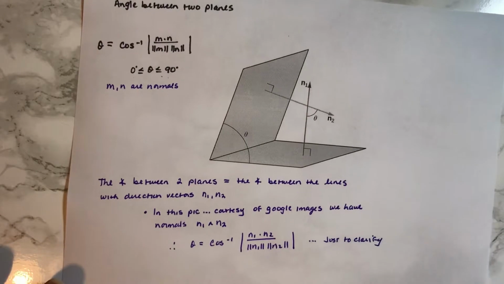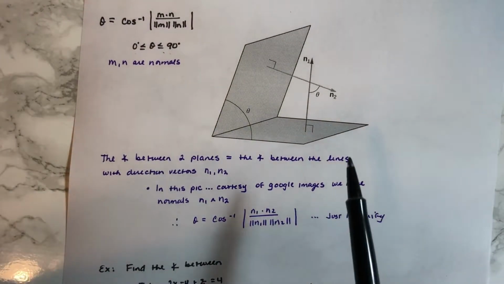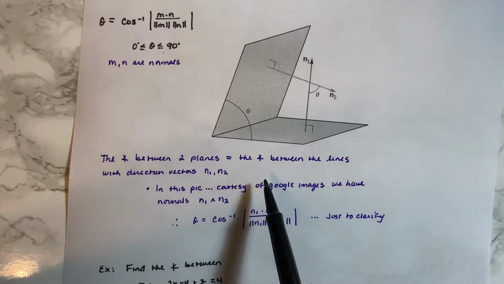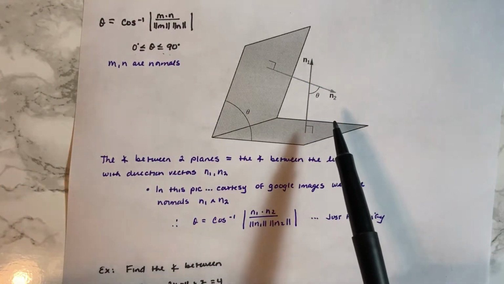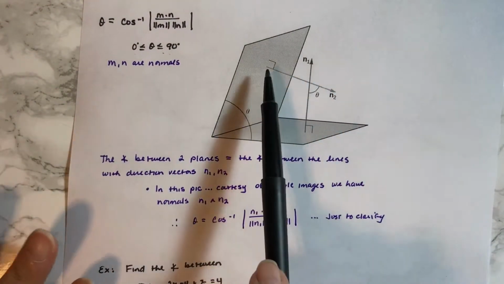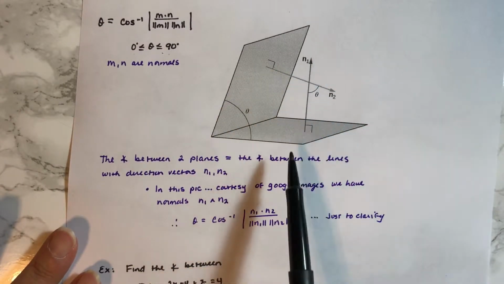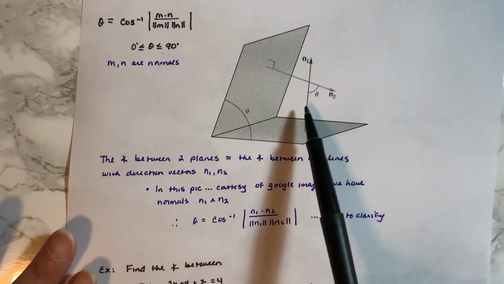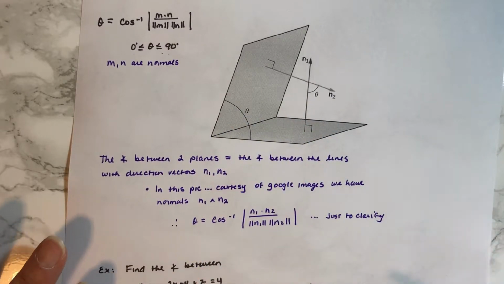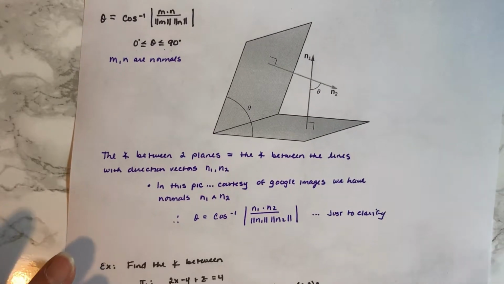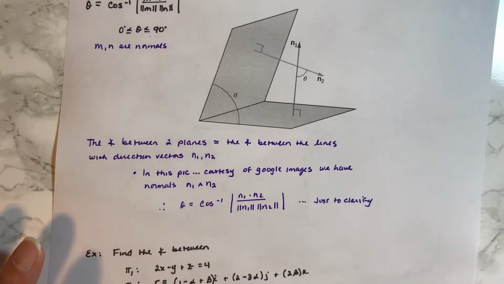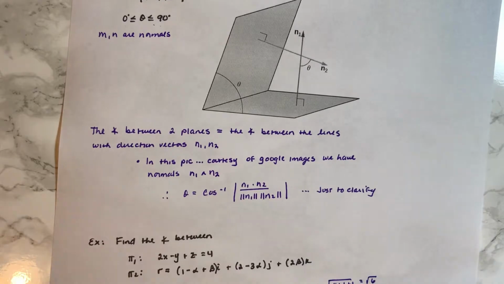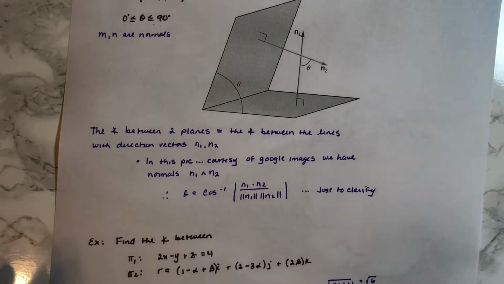So what I want you to realize is that the angle between two planes is absolutely equal to the angle between the lines with direction vectors m and n, or n1, n2. All right, so these are lines with direction vectors n1 and n2, and the angle between those two lines is equal to the angle between the two planes. You don't really have to think about it too much, but you're going to have to know how to find the angle between them. You can think beyond that if you like, and you should, but if you're not interested, you really don't need to know that much more about it.